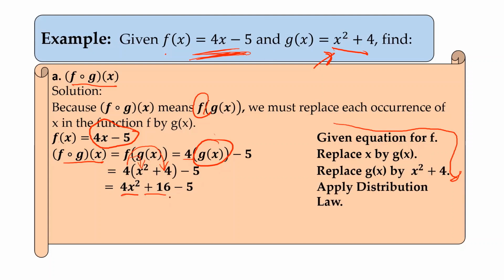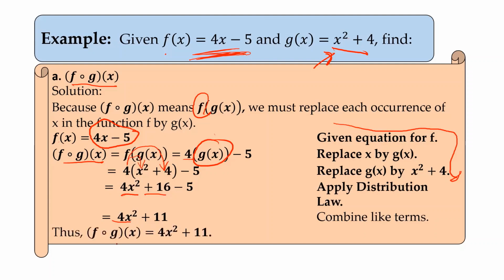Next, we will combine like terms. So, bring down 4x squared kasi wala naman siyang ibang kasama dyan na kagaya niya na may parehong terms. Then, combine the constant 16 minus 5. That would give us plus 11. So, thus, f composed with g of x is equal to 4x squared plus 11. So, we have here the final answer, 4x squared plus 11.